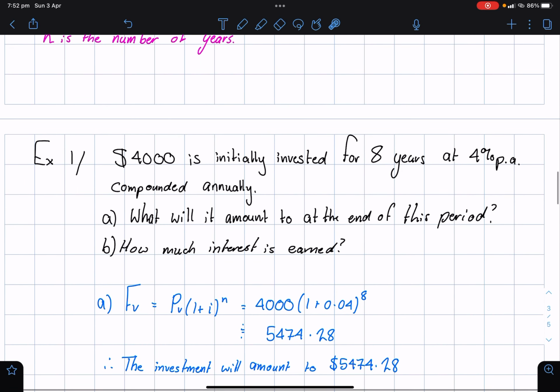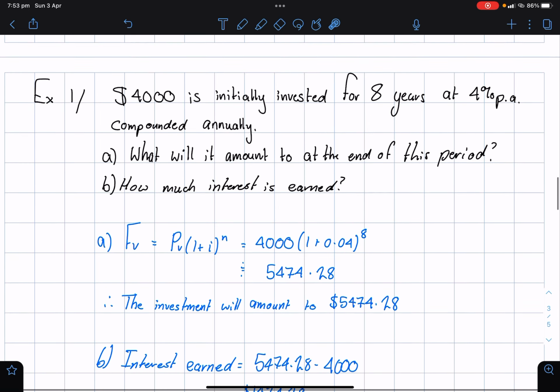Therefore, the investment will amount to $5,474.28. Please make sure you are rounding to 2 decimal places. When we are working with cents, we have 2 decimal places. So notation-wise, always round to 2 decimal places.